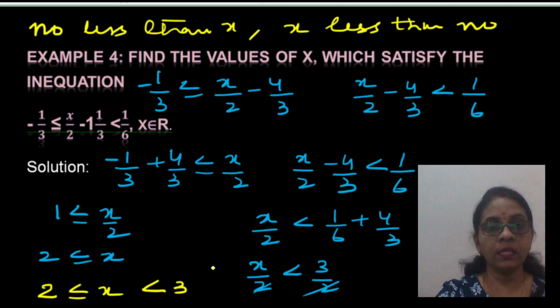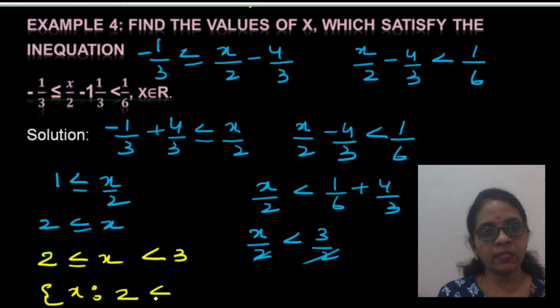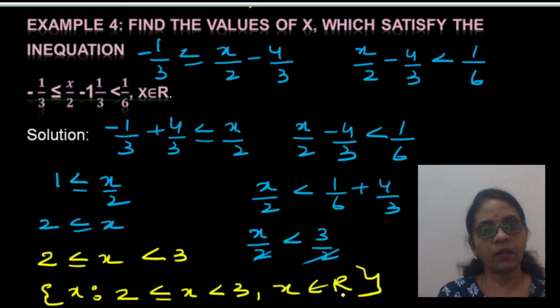Now what will be the solution set? What will be the solution set, children? The solution set will be: open a curly bracket, x such that, write the answer that you got, which is 2 less than or equal to x less than 3, x belongs to R. Close your curly bracket. So this is the solution for this particular inequation, and x belongs to real numbers. One real number set we did which is infinite, and this is a finite set.